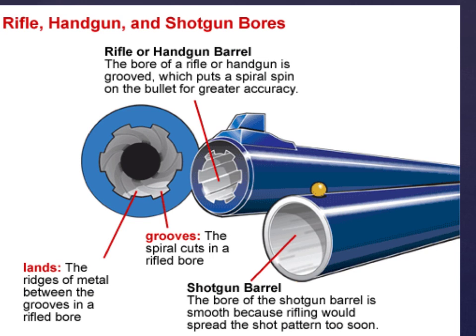Here's another image showing you, with color this time, what the lands and the grooves look like and then what that spiraling effect looks like. And here's an example of that shotgun barrel that I was talking about. You can tell that the inside is smooth. They're like stripes coming down, but they're all vertical. Nothing's cut into the actual barrel.